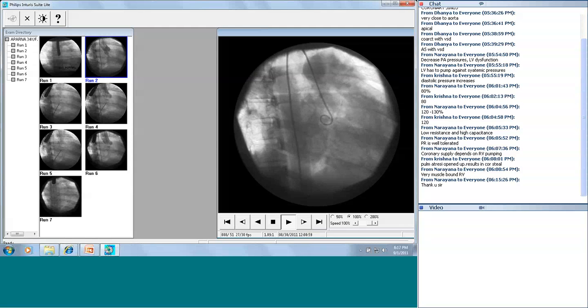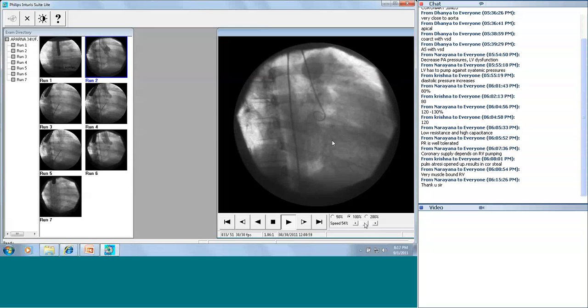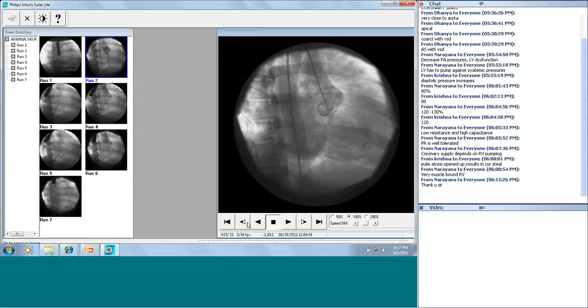So this is what you see. This is a pictorial catheter into the... sorry, okay. So I'll just stop it at the right moment.